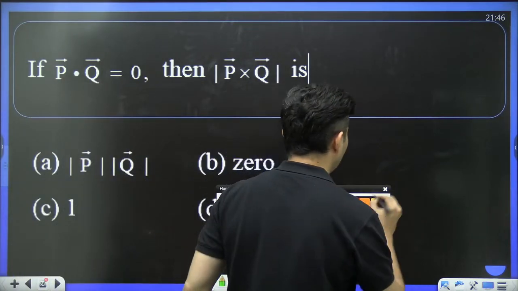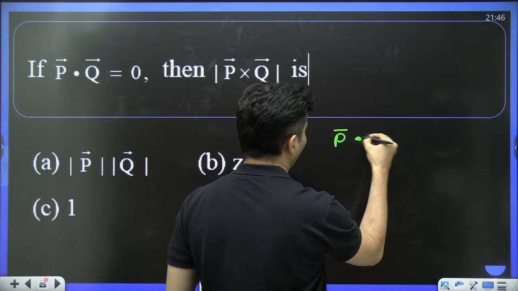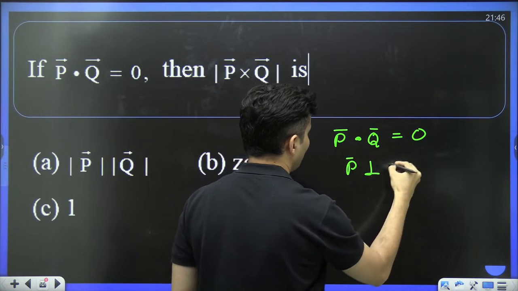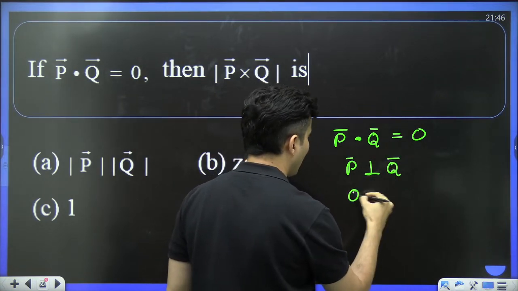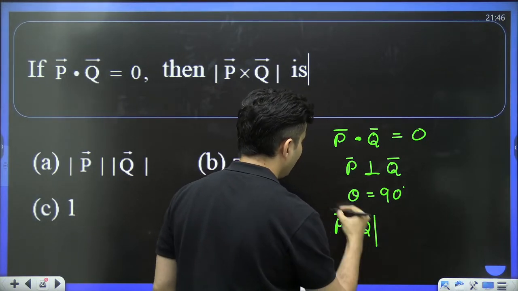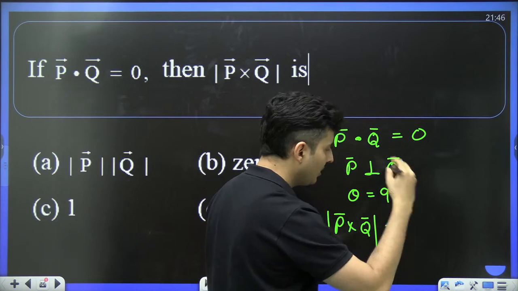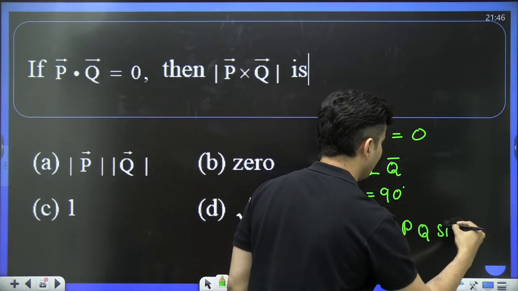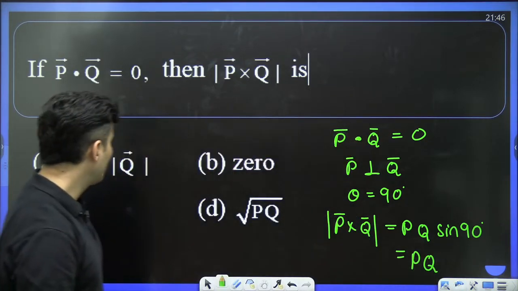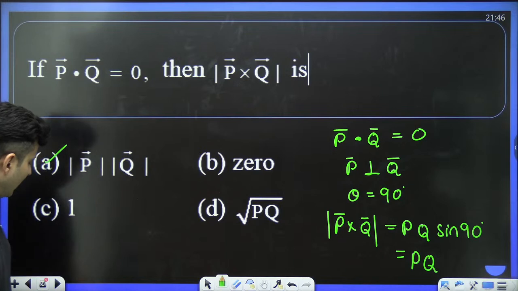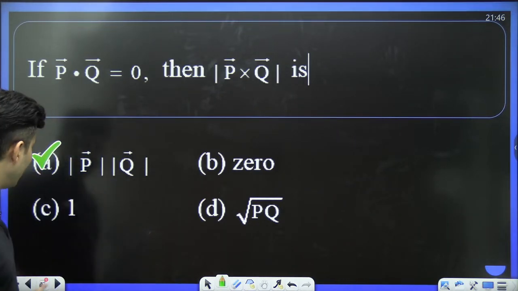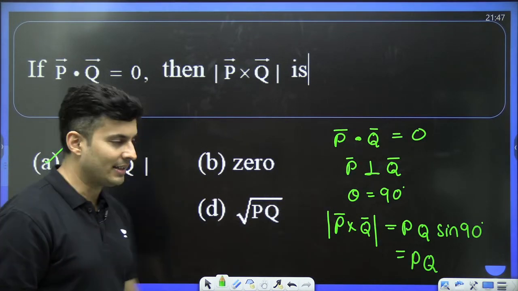If the dot product of two vectors is a big fat 0, that means P vector is perpendicular to Q vector. That means the angle theta is 90 degrees. So P cross Q's magnitude will be PQ sine 90. Sine 90 is 1. So it will be PQ. Option A. Done. Yes, that's the correct answer. Very good, guys. Proud of all of you if you gave the right answer.